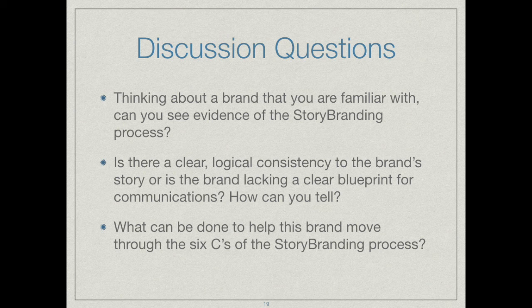So as we look at these 6 C's and some of the additional helps to get us through the process of creating our story brief, think about a brand that you are familiar with, and can you see evidence of the story branding process with that brand? Is there a clear, logical consistency to the brand's story, or is it lacking that good, clear blueprint for communications, and how can you tell that? What can be done to help this brand move through those 6 C's of the story branding process to create a more comprehensive blueprint for communications?